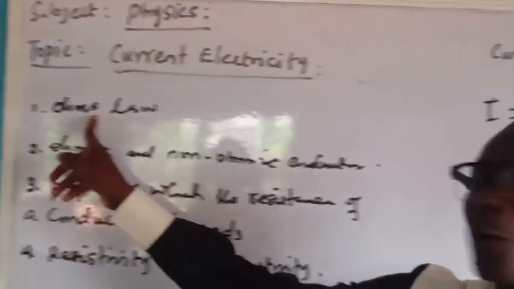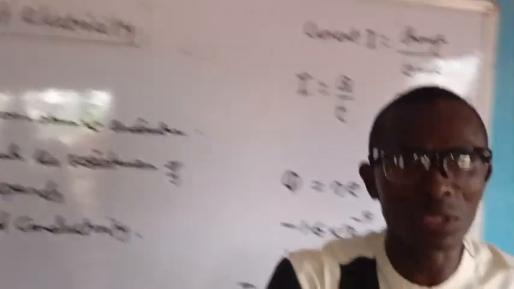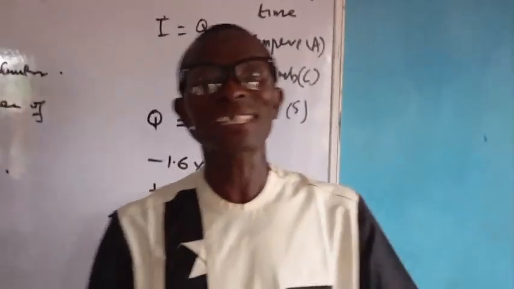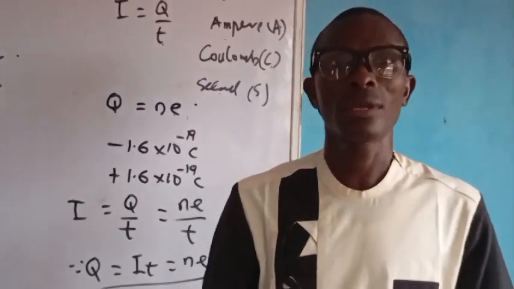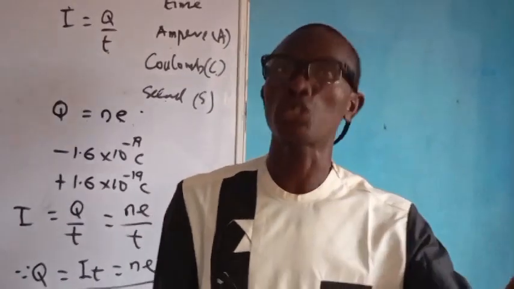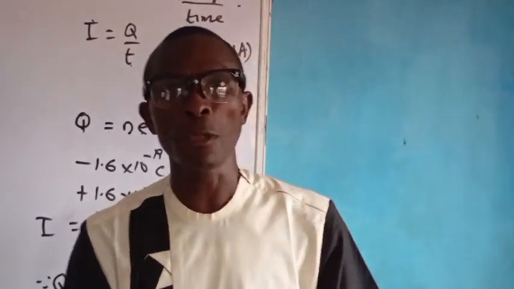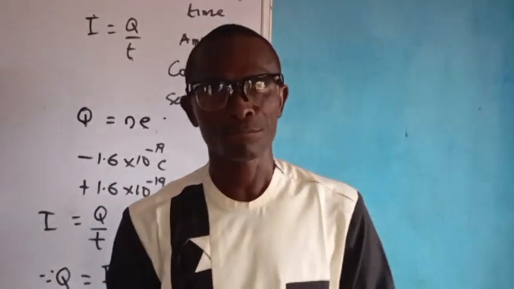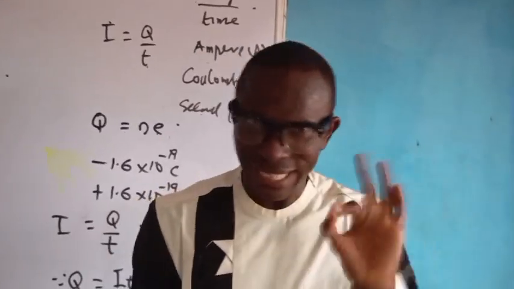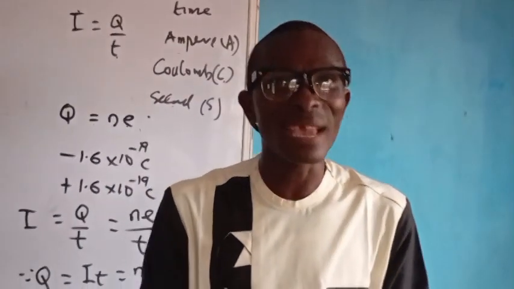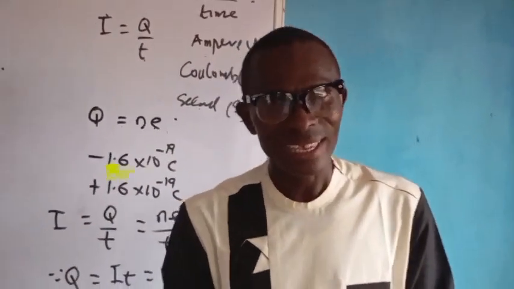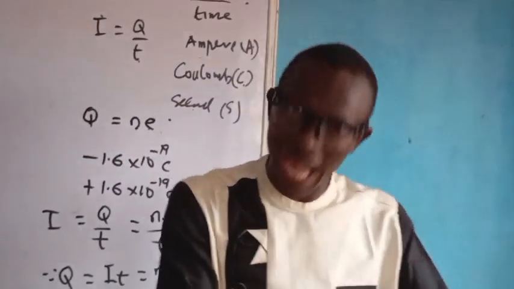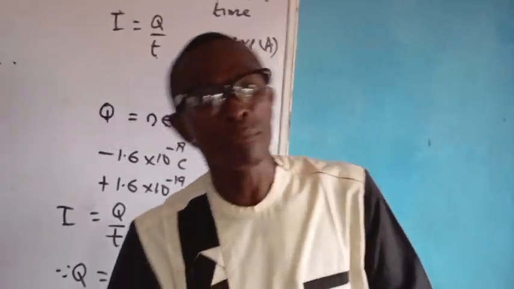Now, when we look at Ohm's law, what does Ohm's law state? Ohm's law states that the current that passes through a metallic conductor at a constant temperature is directly proportional to the potential difference between its ends. We are looking at Ohm's law. It says that the current that passes through a metallic conductor at a constant temperature is directly proportional to the potential difference between its ends.